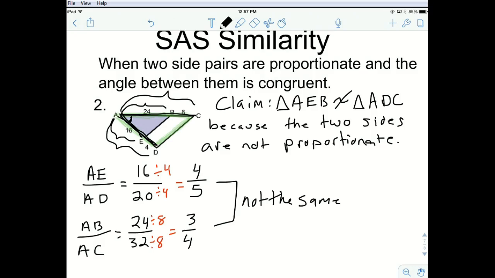So here is an example of one that does not work. Again, you can always go back to the beginning example and take a look at a similarity using side angle side that does work. So this is the third of a 3-part series. If you would like to rewatch any of the other ones, please find those videos on your Teacher Schoology page.